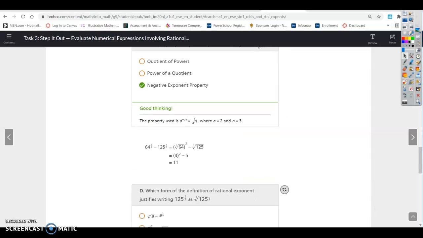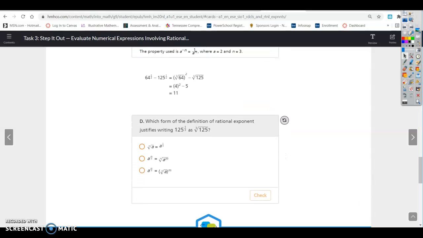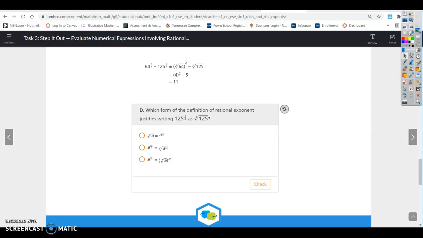Again, all of those properties you should have in your notes, but you also want to commit those to memory. Not just word for word so that you don't understand them, but memorize them in a way that makes sense, that you understand them. All right, so we've got 64 to the 2/3 power minus 125 to the 1/3 power. So they're going to rewrite this as the cube root of 64 squared. That's just rewriting this rational exponent as a radical, and then minus, and they're going to write this the same way as the cube root of 125.